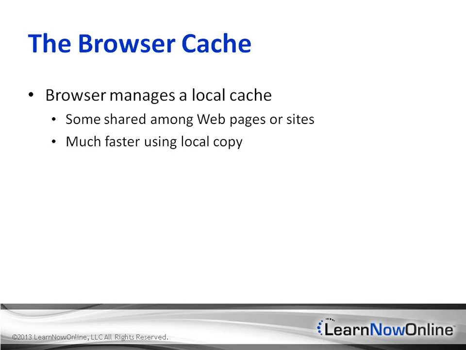Retrieving a local file from the cache is always faster than downloading it again from the network, no matter how small the file may be. Now, the way it works is pretty simple.